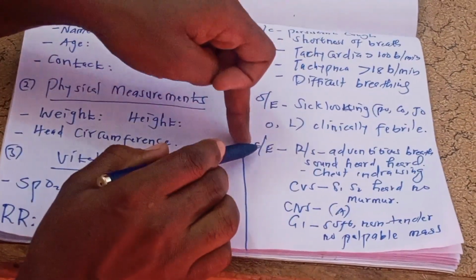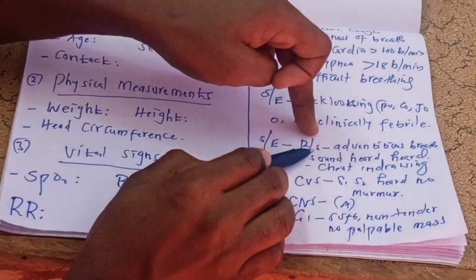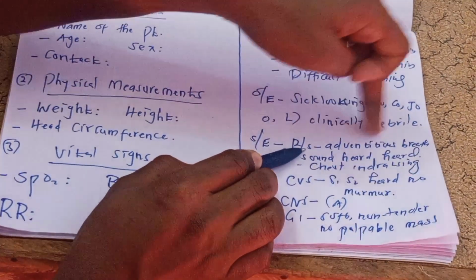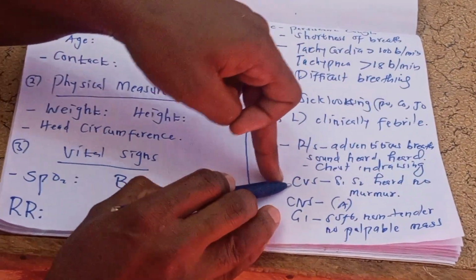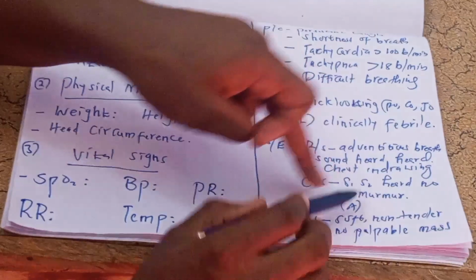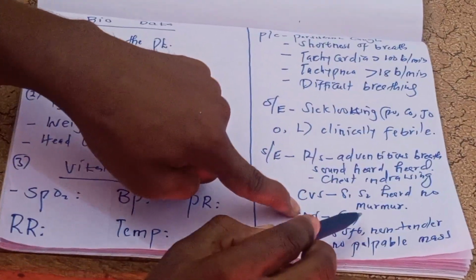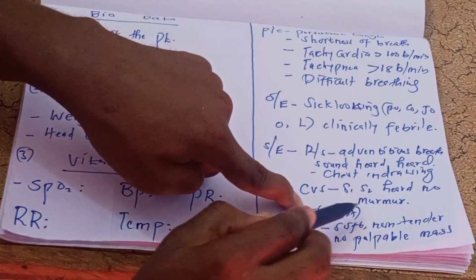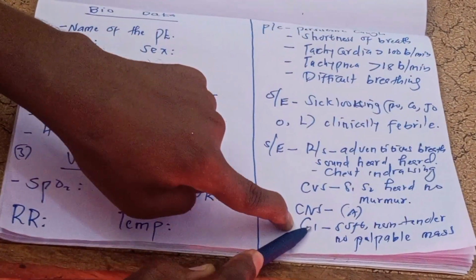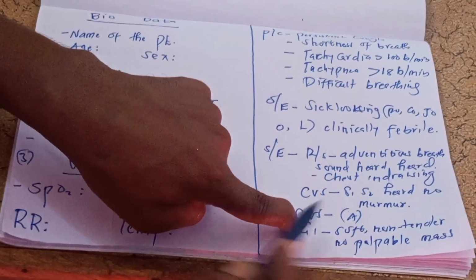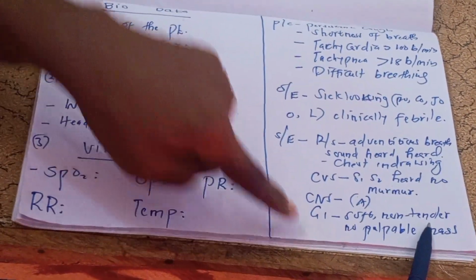Then you go for review of systems, that is systemic examination. We have started with the respiratory system: adventitious breath sounds, chest indrawing. Then for the cardiovascular system, S1, S2 heard, no murmur. Then in the central nervous system, we have applied the AVPU. So our score is alert, which means the patient is alert. Then in the abdomen, that is the GI, gastrointestinal, it is soft, non-tender, no palpable mass.